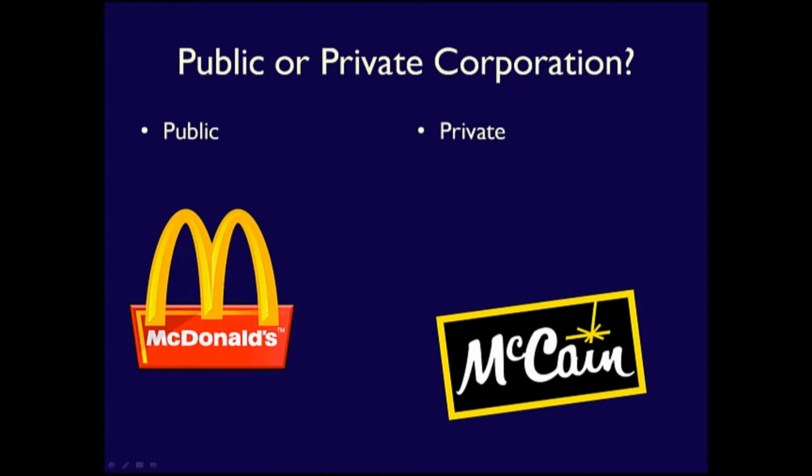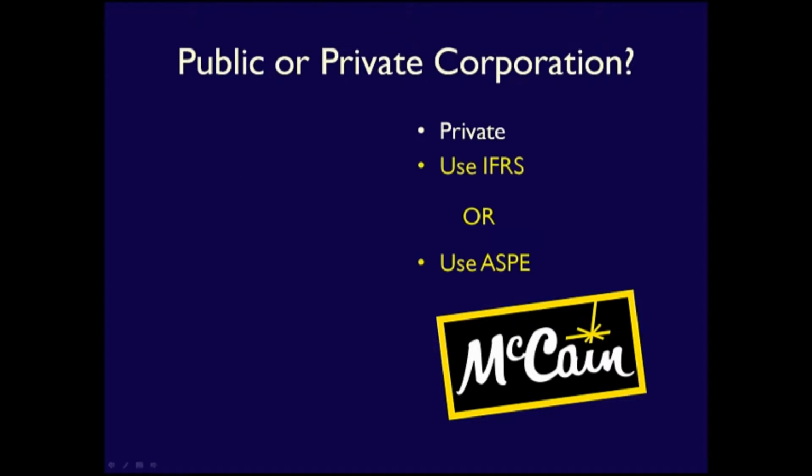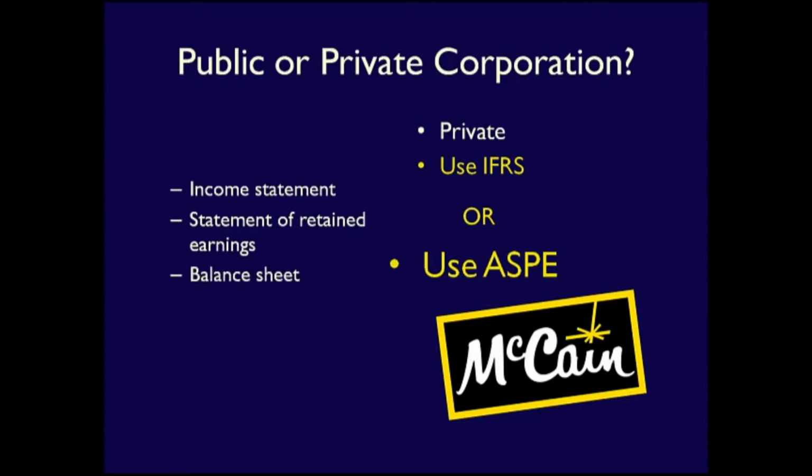From the video on business organization, we know that corporations can be either public or private. Public corporations must follow IFRS. Private corporations can follow either IFRS or ASPE. A private corporation that follows ASPE will produce the following financial statements: income statement, statement of retained earnings, balance sheet, and the statement of cash flows.